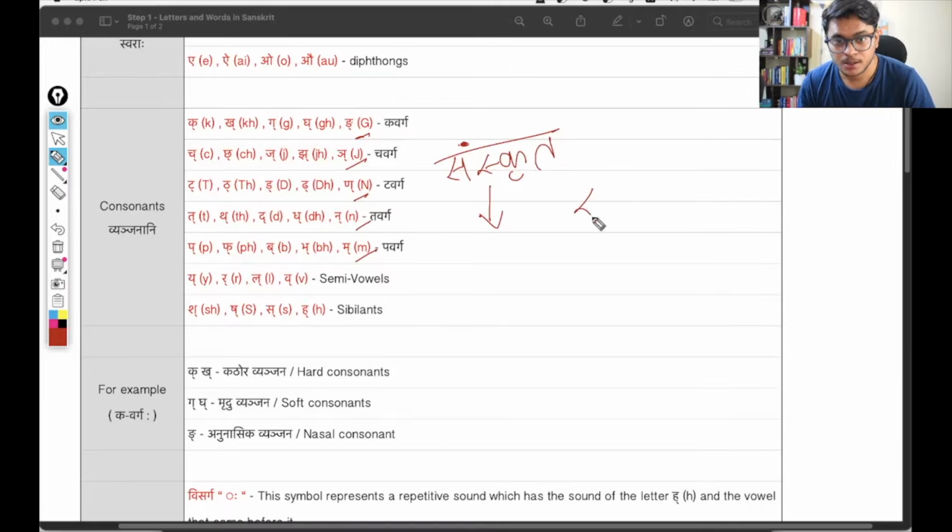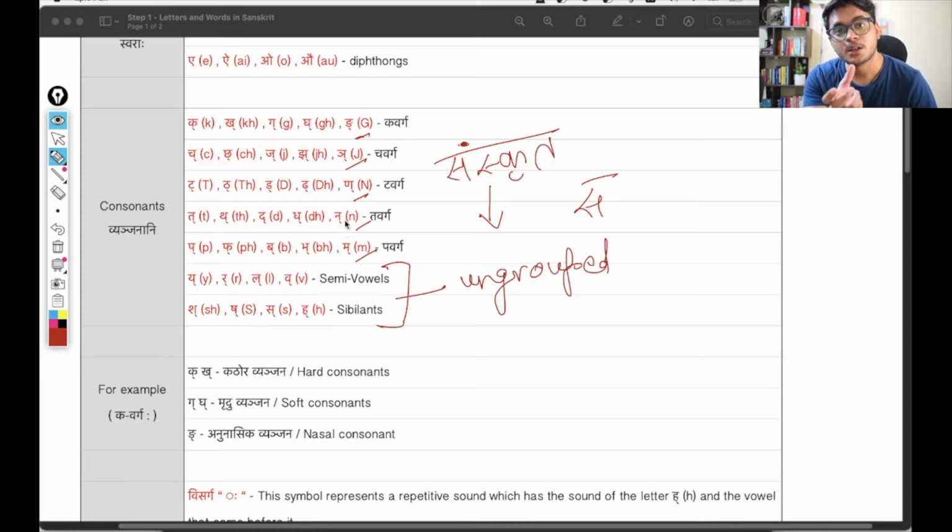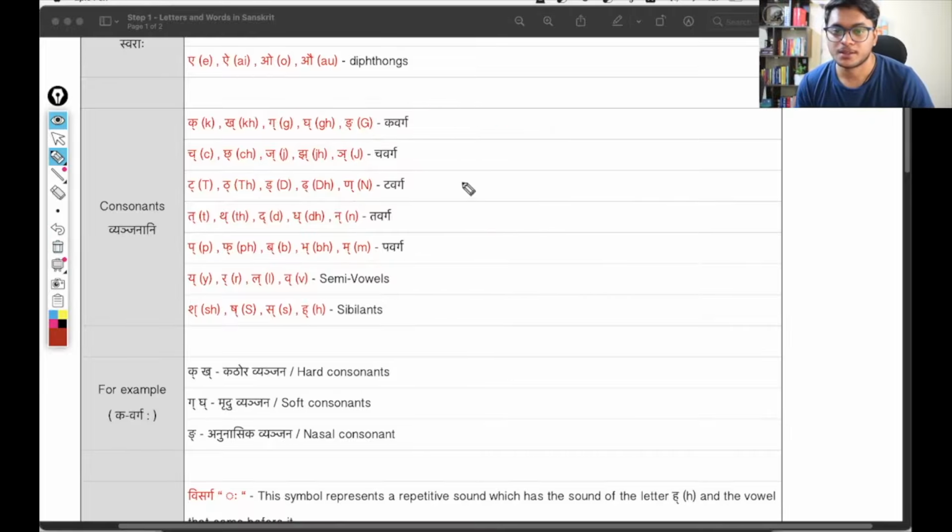But sa, it does not belong to any group. Sa belongs to that ungrouped consonant, right? I told you earlier, ungrouped consonant, avargiya vyanjan. Then which anunasik vyanjan or which nasal consonant should I replace it with? The answer is you don't replace it and you use the default sound of anuswar. But what is the default sound of anuswar? The default sound of anuswar is m, m, m.